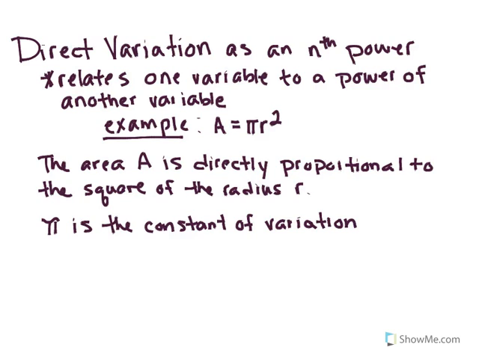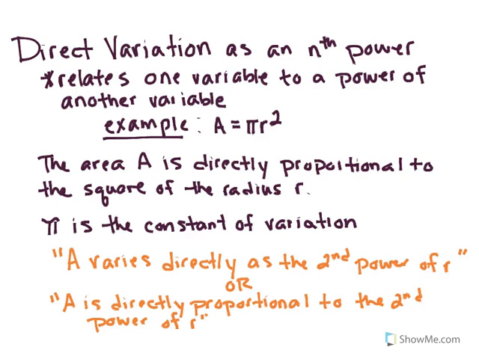Notice that there's no k in this particular function, so pi is going to be our constant of variation. Pi is definitely a constant in this case. Pi is a set number already. It is a constant value. So that's going to be our constant of variation in this case. A couple different ways of saying this: A varies directly as the second power of r, or A is directly proportional to the second power of r.